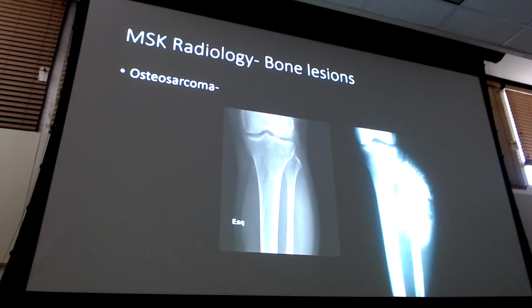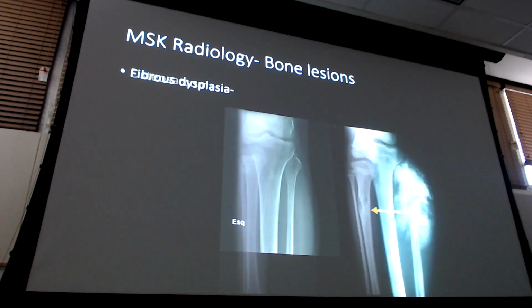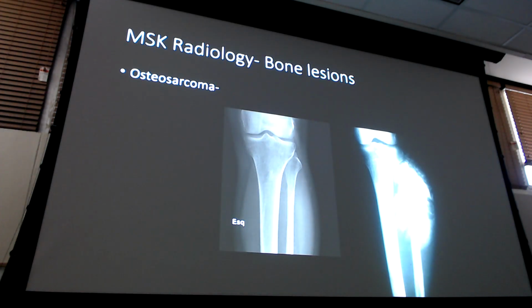This is the scary stuff. Osteosarcomas. That's malignant. That's not good, right? Now, what's the difference between this guy? The biggest difference between this guy and this guy? Diffuse. What's the other thing we talked about?